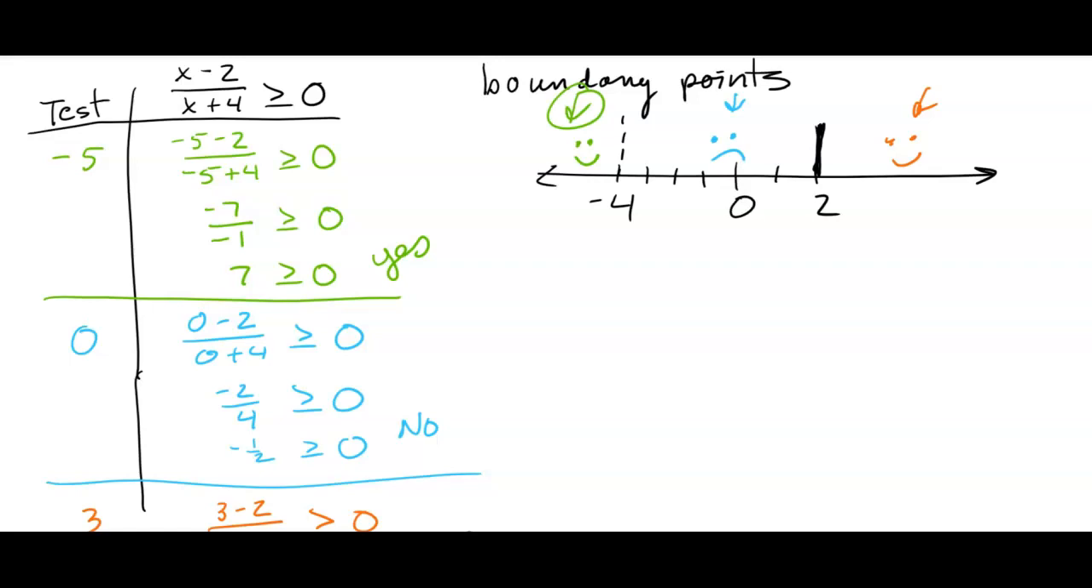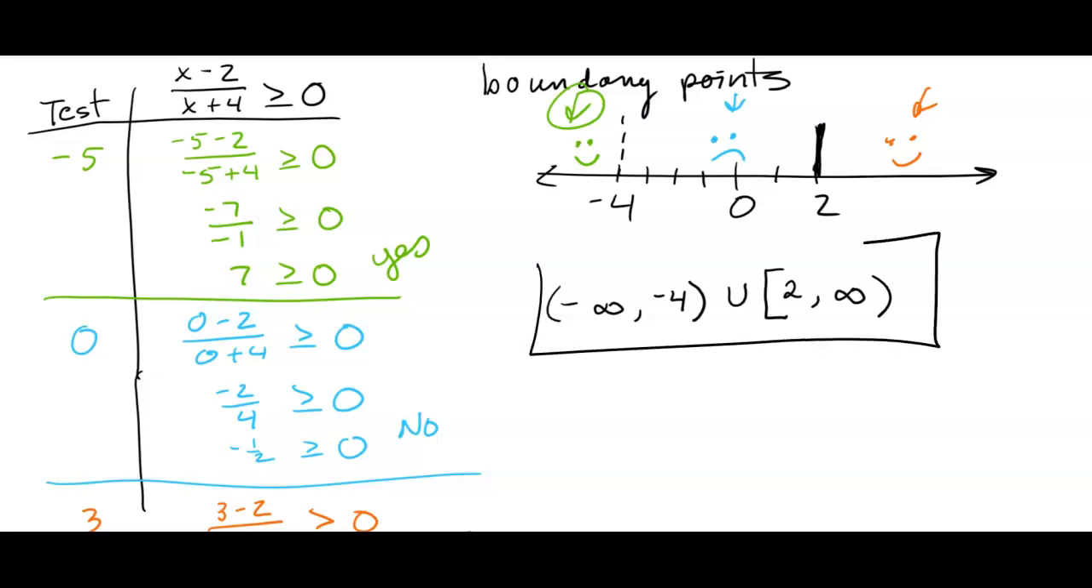So the first section works. That's -infinity to -4. But remember, I'm not going to include the -4, because that would make the denominator 0. So I have to be careful on that. Union. And then I can include the 2. I can have the numerator be 0 because it says greater than or equal to 0. So I'm going to include the 2. And then that's going to go to infinity. And then that's my answer.